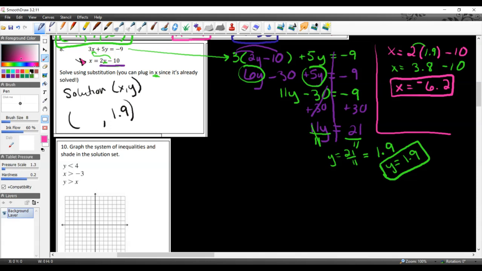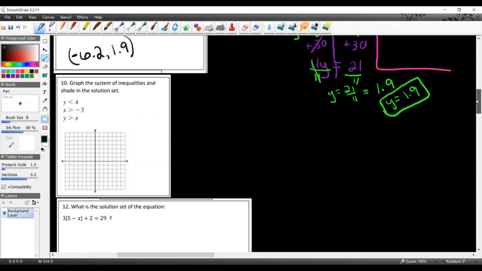Let's go ahead and put that over here in our solution. Negative 6.2. And that's it. That is our answer for this one. Okay. The one on your exam, I believe, should be easier. I don't think there's any decimals involved, but you should have a calculator just in case. Okay. Let's go ahead and move on to the next problem.